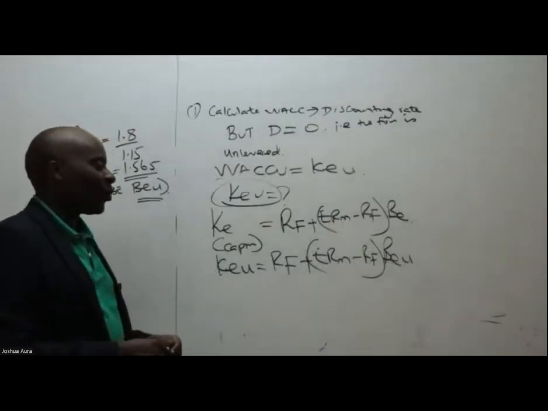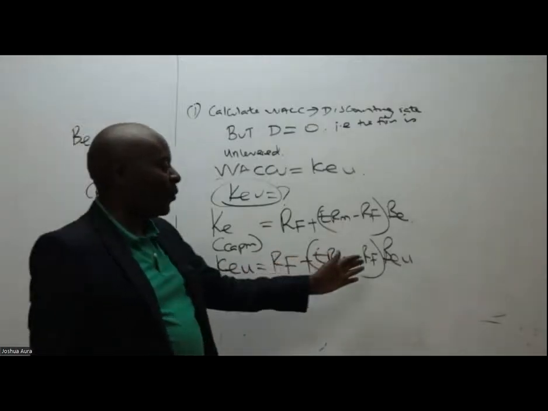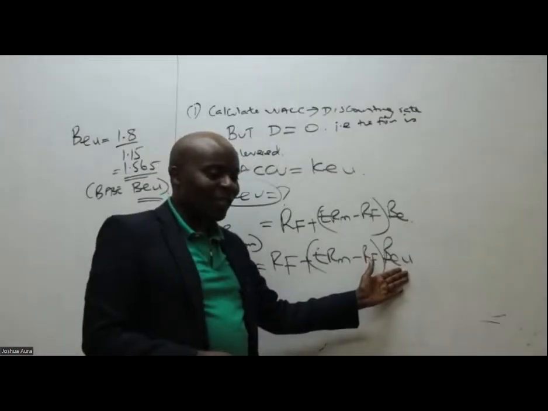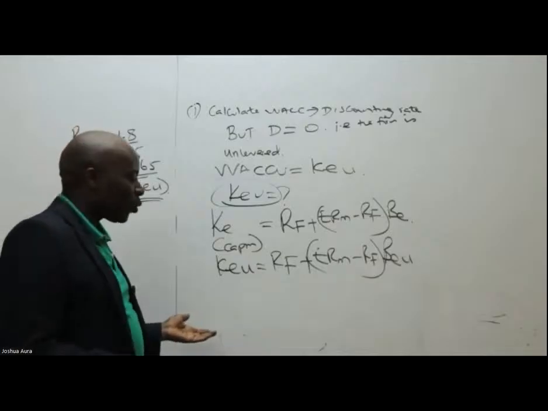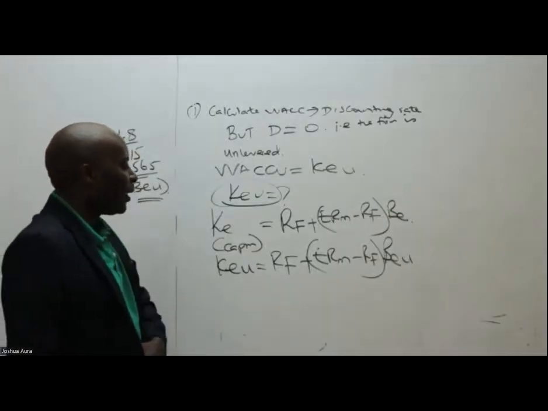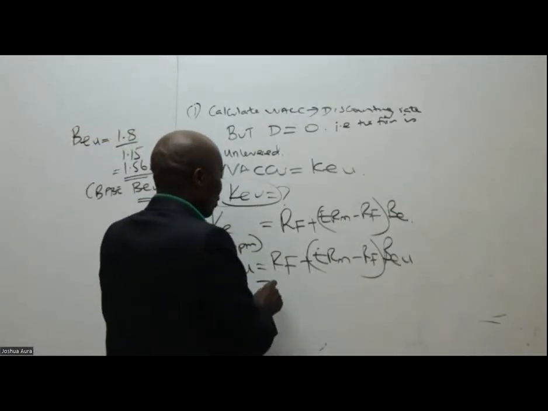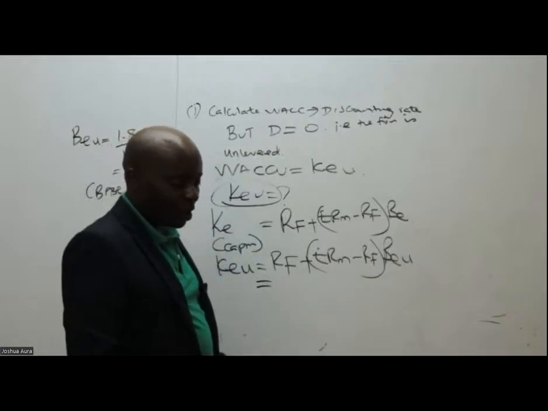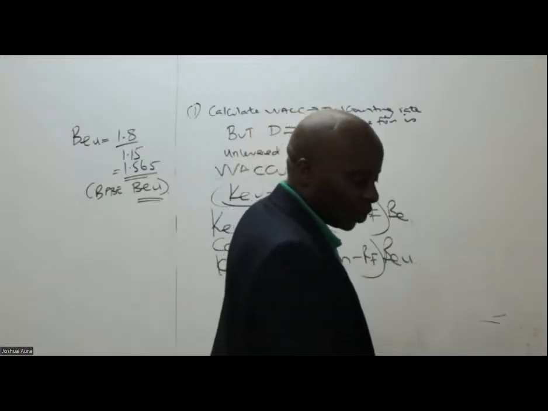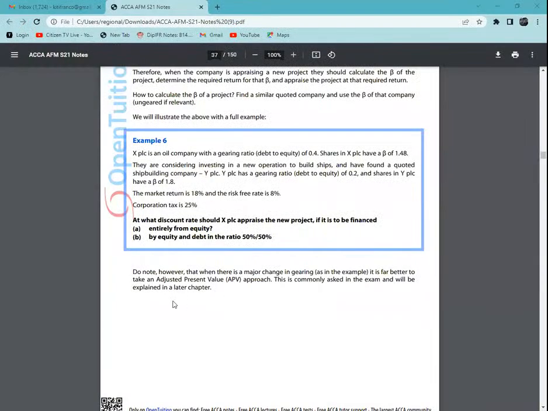So Q, I have to use BEU on the other side of the coin. Beta equity of unlevered firm of the industry that I'm going into. So, ladies and gentlemen, has the examiner given me the risk-free rate of return?